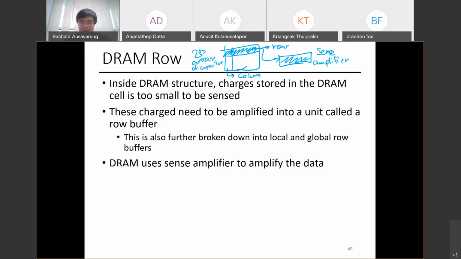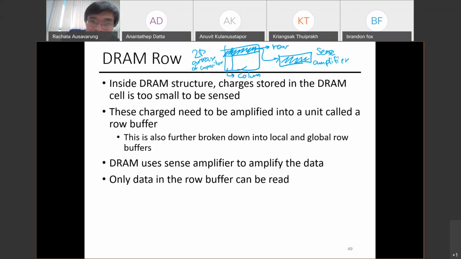DRAM uses the sense amplifier to amplify the data in a row, and only the data in the row buffer can be read. You can't just go directly into the DRAM chip and read what's in that row. You need to bring that data into the sense amplifier, or the row buffer. It's a buffer area for the rows of data.